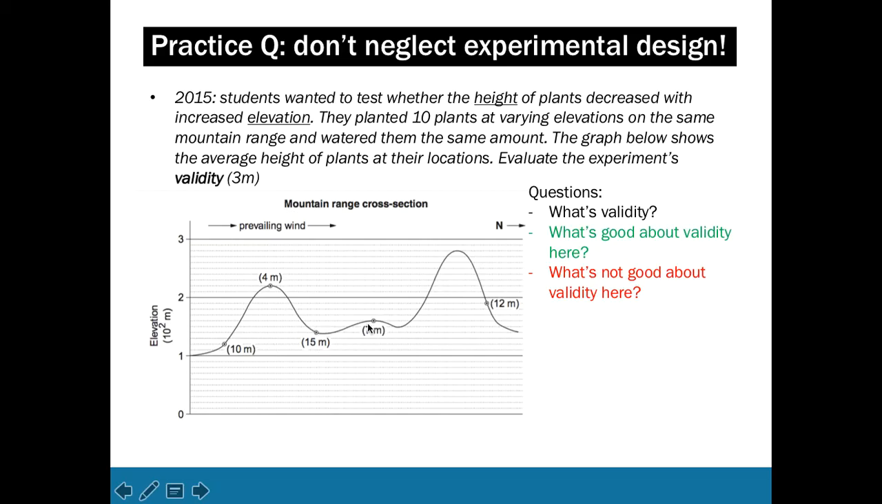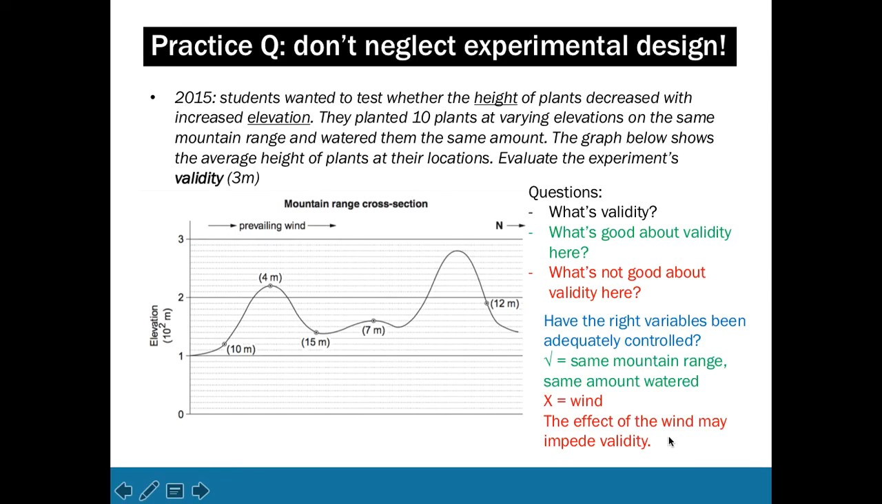Even though these plants are planted on the same mountain range, they are exposed to different levels of prevailing wind. The wind is not being controlled when it should be. And this impacts the validity of the experiment. Because we're not just testing changes in elevation, we're also testing the effect of changes in wind. So we can see that the effect of wind may impede validity. So you can quickly talk about the good things and the bad things. I would say overall that the experiment is not valid.